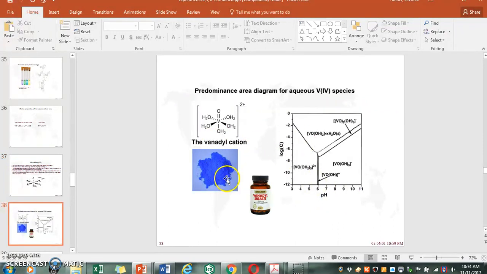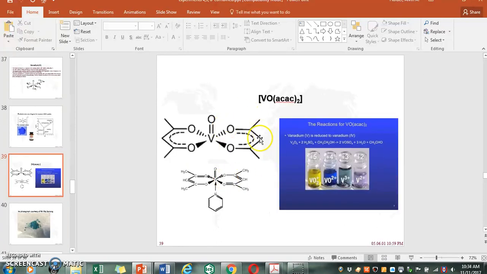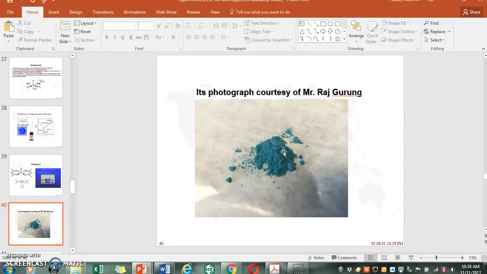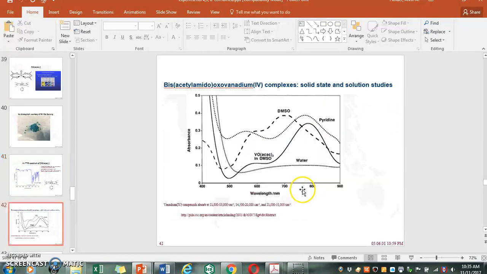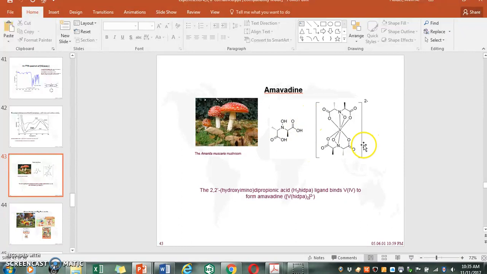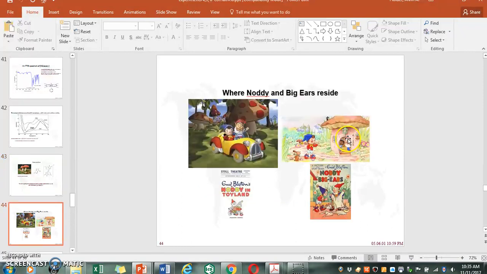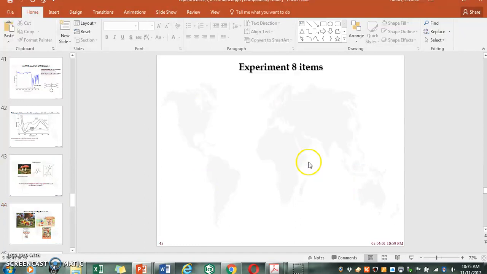The vanadyl cation is vanadyl acac. You've seen a photograph courtesy of Raj. This is the infrared spectrum, and these are the structure frequencies where you have to really identify them and mark them as well. For V.10, this is the UV-visible spectrum for the vanadyl complex in solution. Well, this is amavadin, which is a vanadium 4 species with an 8 coordinate structure.